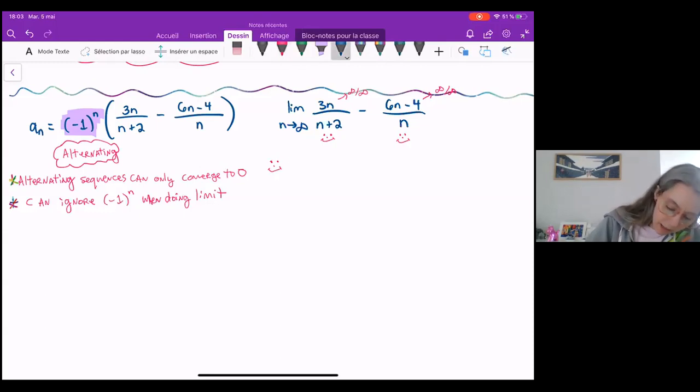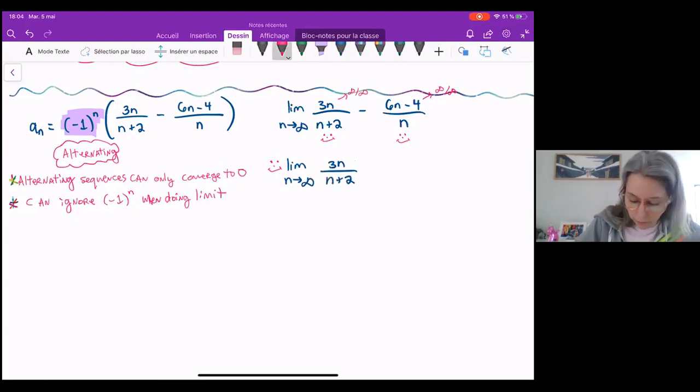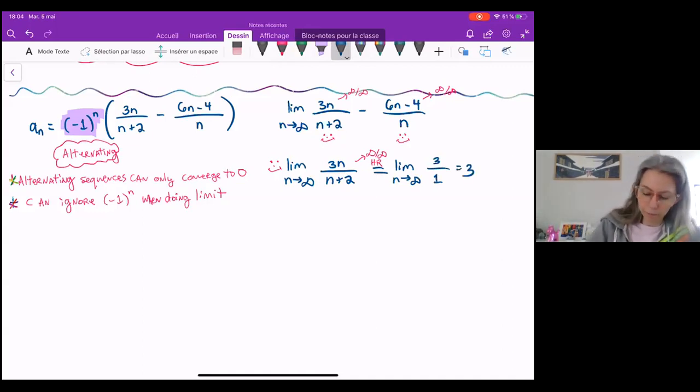So if I'm looking at smiley face, I'm just looking at the limit as n approaches infinity of 3n over n plus 2. That's my infinity over infinity. I'm going to use L'Hopital's rule for this one, and we're going to do the other one using a different method. So infinity over infinity means L'Hopital's rule is allowed. So this is the limit as n approaches infinity. The derivative of 3n is 3. The derivative of n is 1. And I get that the answer to this part is 3.